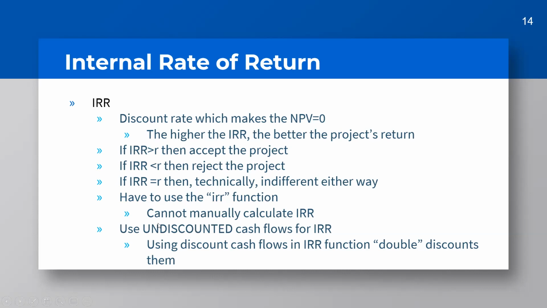And it's important to keep in mind that we're using undiscounted cash flows for the internal rate of return. So we have to use the nominal values of cash flows. If you use discounted cash flows, then basically you're double discounting those cash flows, because the internal rate of return is functioning like the discount rate.